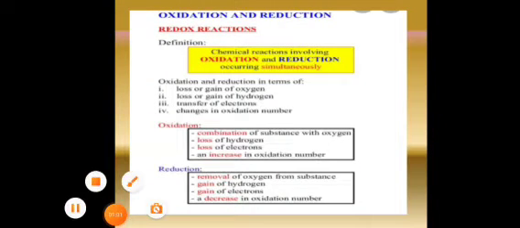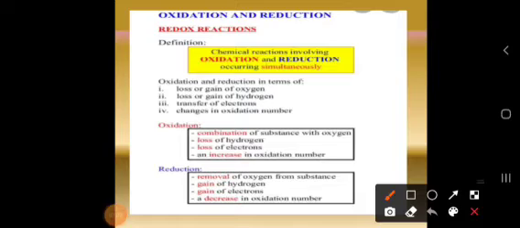So dear students, in the oxidation reduction reaction, first let's take a definition. What is the redox reaction? A chemical reaction involving oxidation and reduction, both occurring simultaneously. Both actions should take place, and only then it will be considered a redox reaction. Redox means oxidation and reduction; the combination of oxidation and reduction is considered to be a redox reaction.